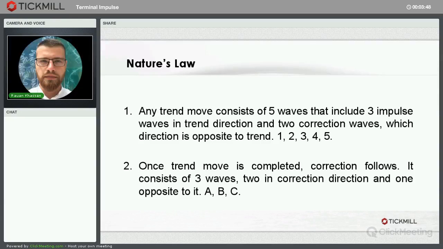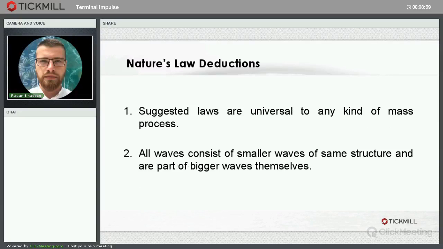Second, once the trend move is completed, a correction follows. It consists of 3 waves, 2 in the correction direction and 1 opposite to it. Such moves are marked with letters from A to C. Here are the 2 most important deductions from nature's law. First, they are universal to any kind of mass process. And second, all waves consist of smaller waves of the same structure and are part of bigger waves themselves.